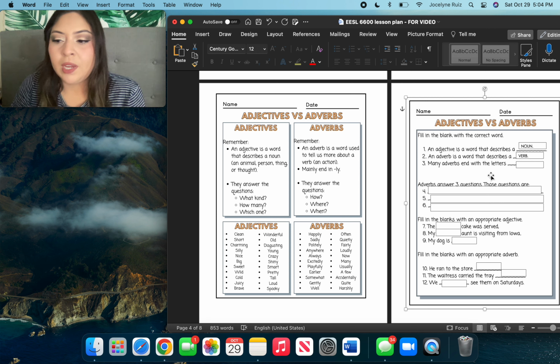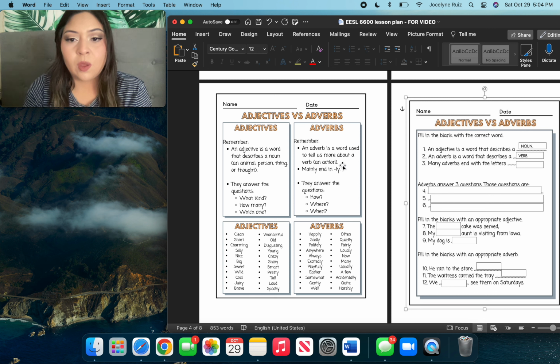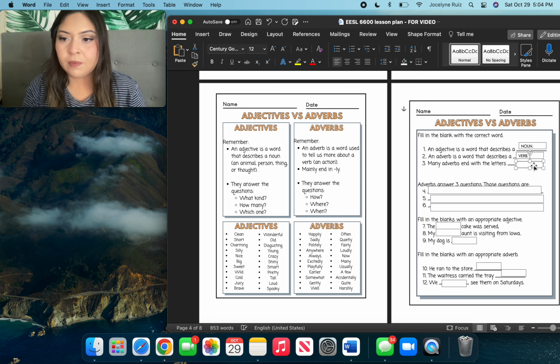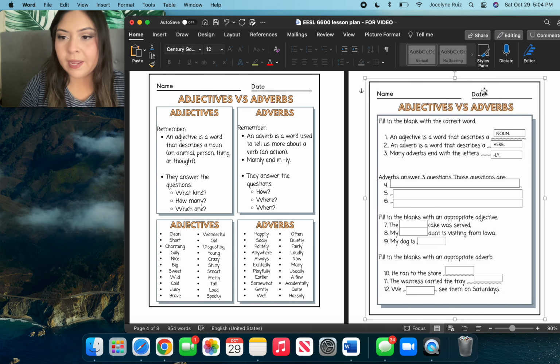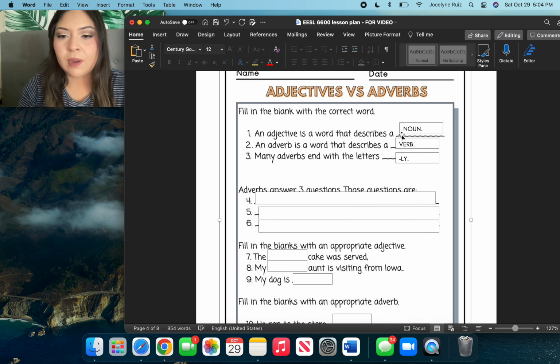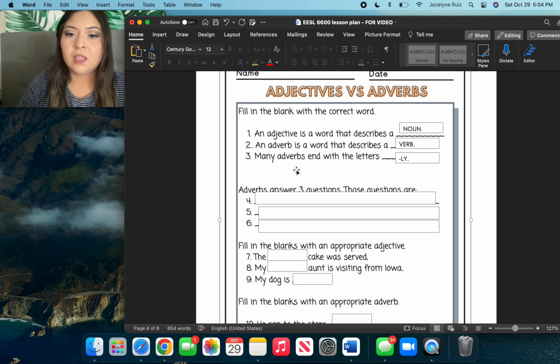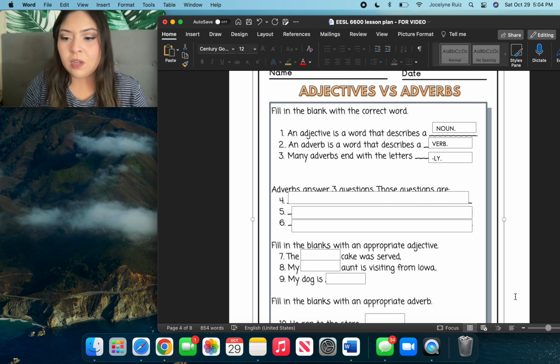And question number 3, many adverbs end with the letters what? With the letters ly. As you can see right here in our notes, that's what they usually end in. However, it's not the case for every single adverb. So we're just going to put ly right there. These are the answers for this one. An adjective describes a noun. An adverb is a word that describes a verb, and many adverbs end in the letters ly. So let's move on.